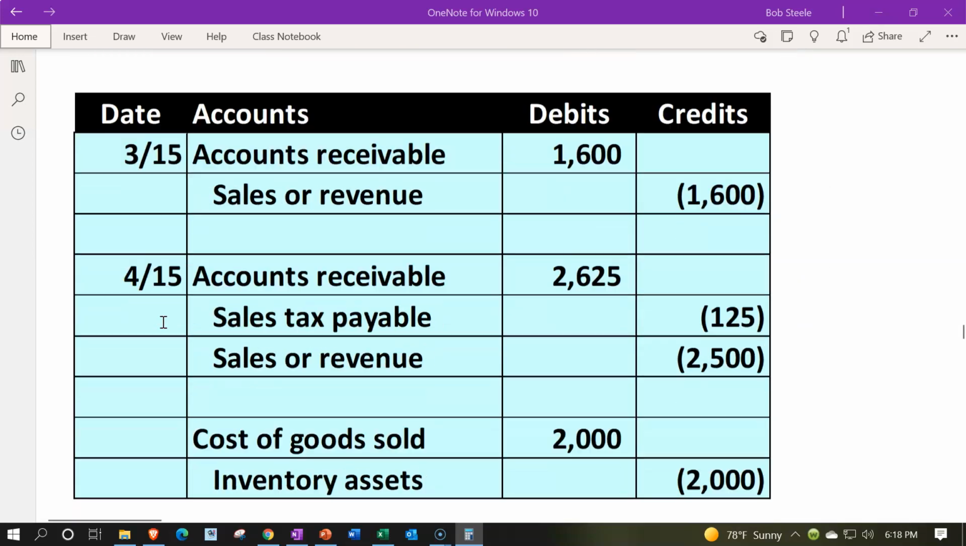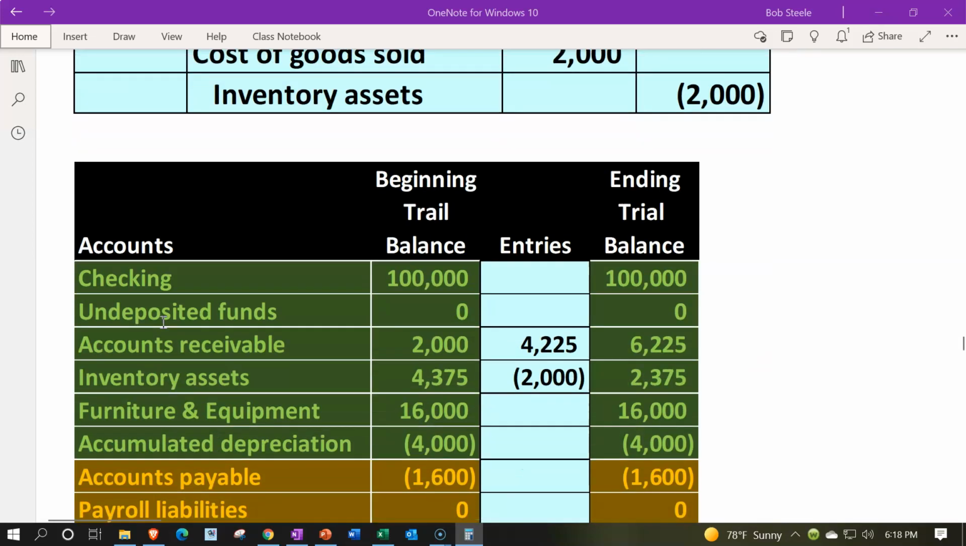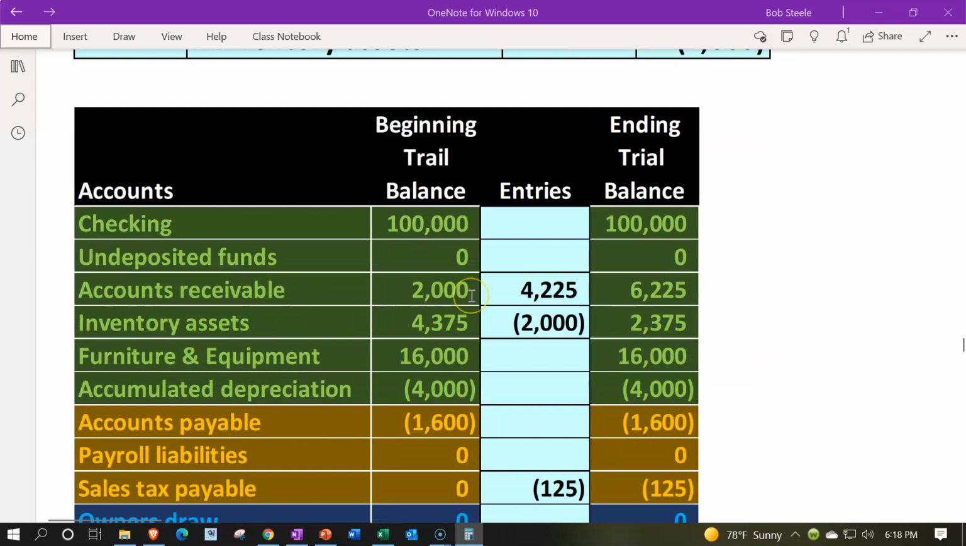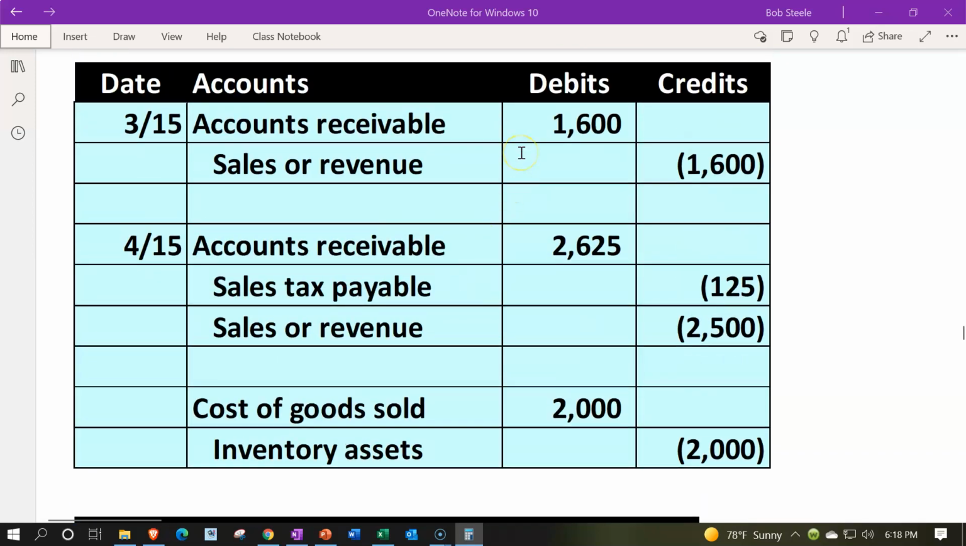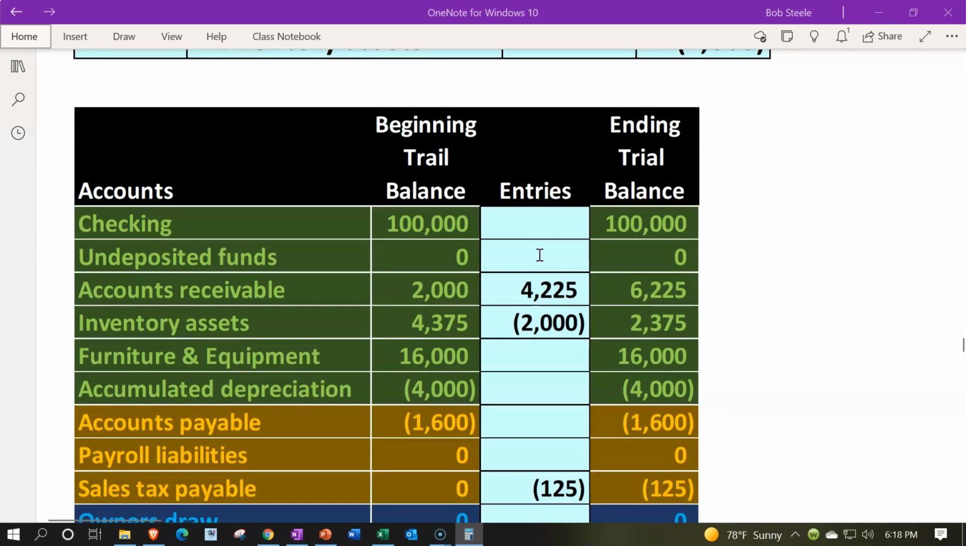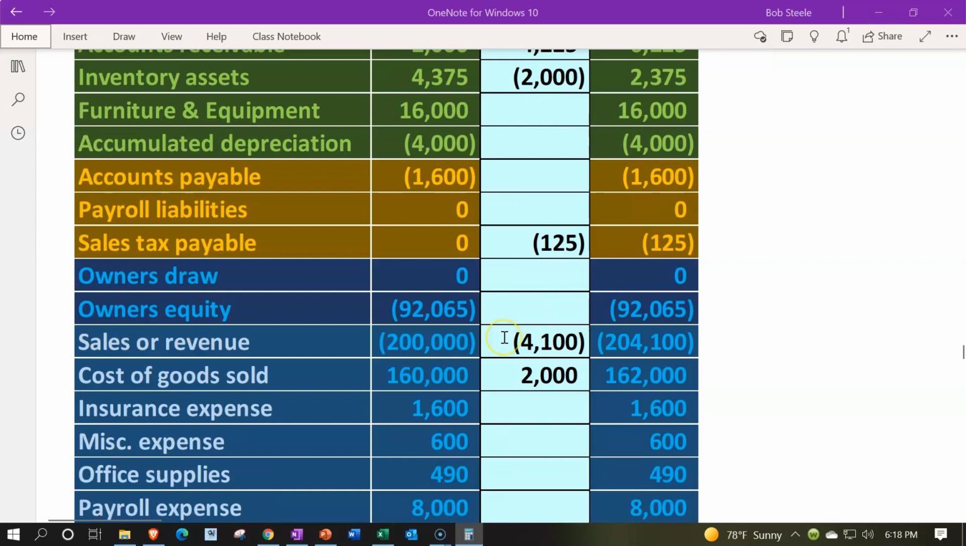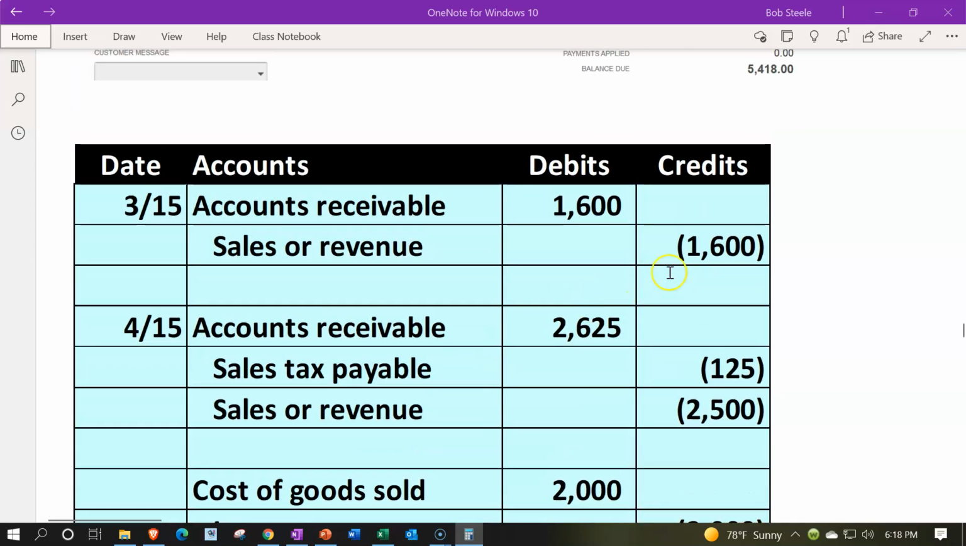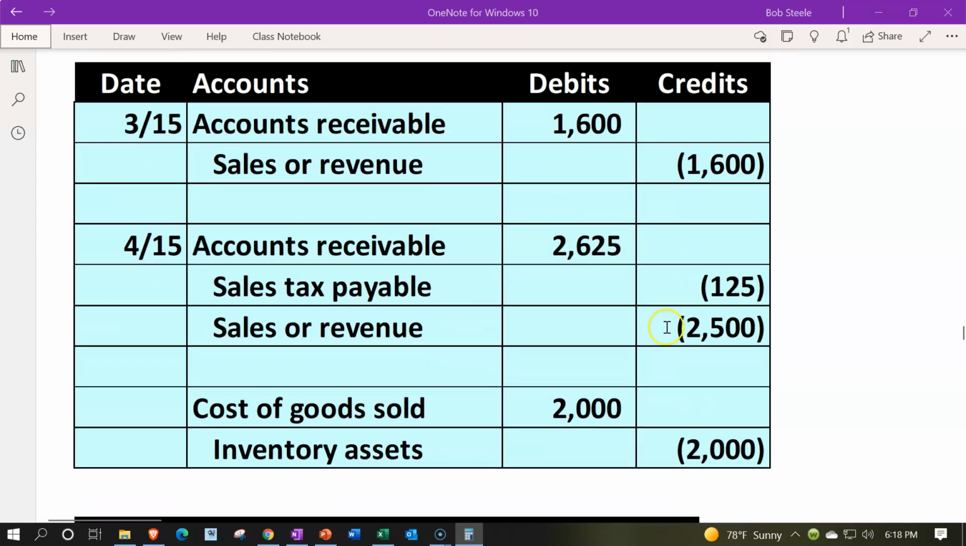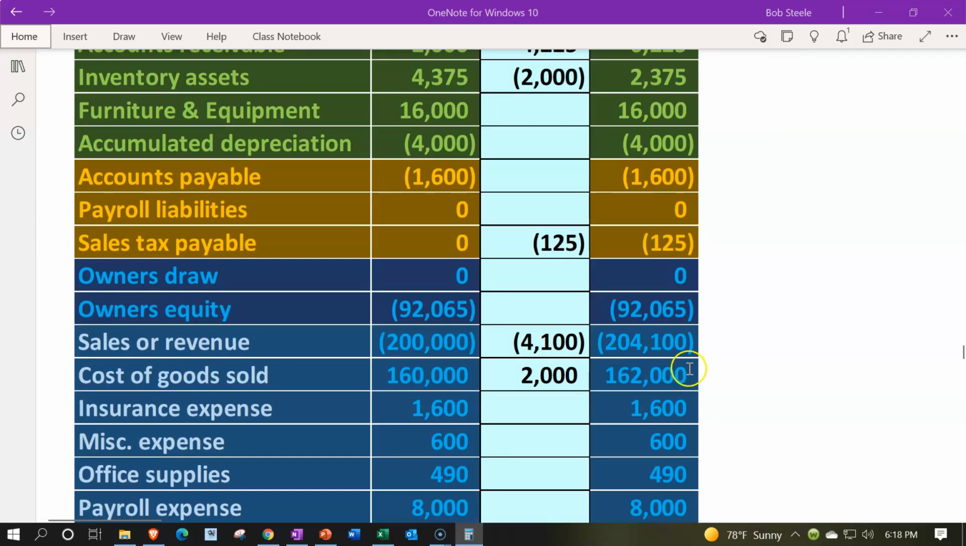So if we go back down then and post this, what's going to happen? The accounts receivable is going to go up. We've got these three transactions, two transactions, but these two are kind of related. Accounts receivable went up by the 1,600 and the 2,625, so that increases here. We've got the other side going to sales for those two transactions, that being the 1,600 and the 2,500. So sales is increasing by those two amounts.